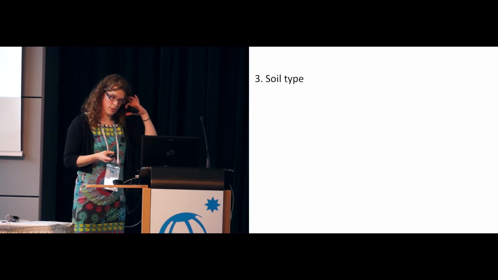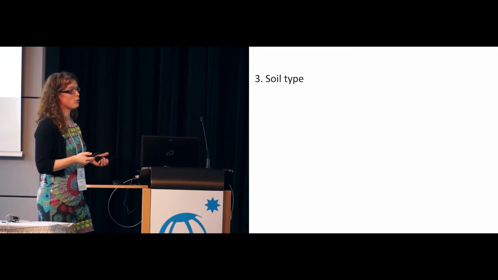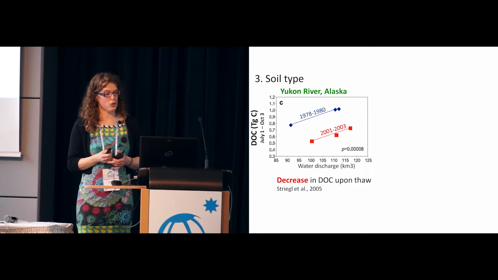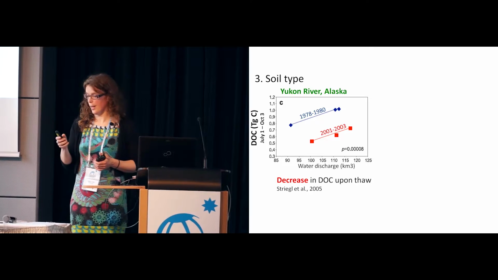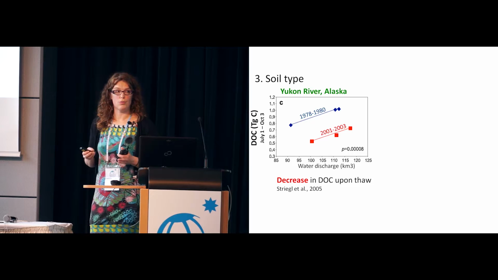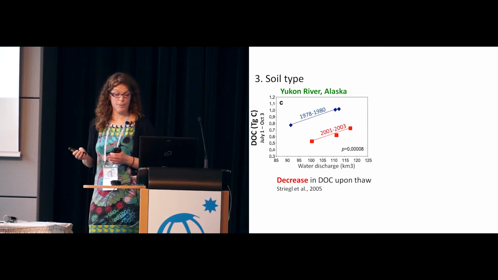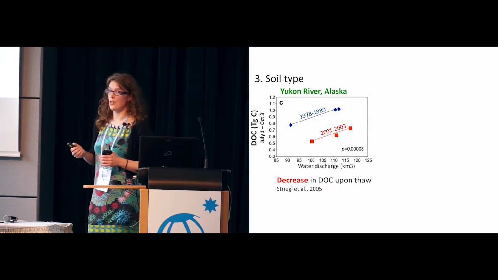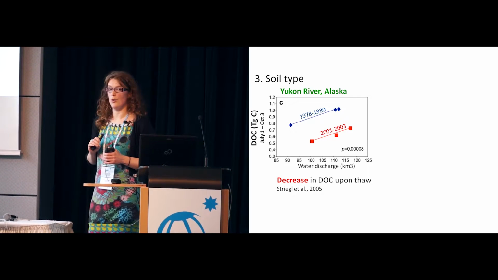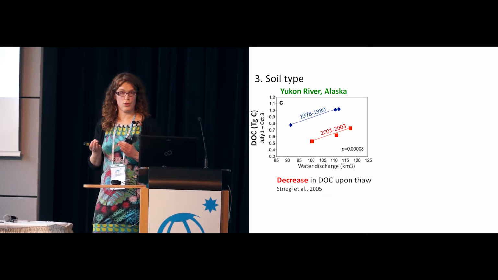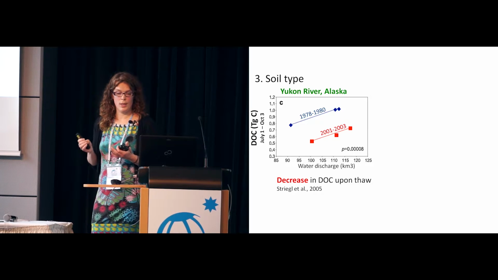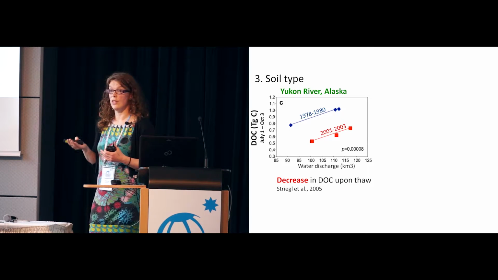So the soil type is a third point that is very important. Here you see an example of a study in the Yukon River in Alaska, where they measured the DOC load from July through to October in both the late 70s in blue on the top line, and then in red in the lower line in the early 2000s. And what they observed during this time, when permafrost in the catchment was slowly thawing, the DOC load was actually decreasing.